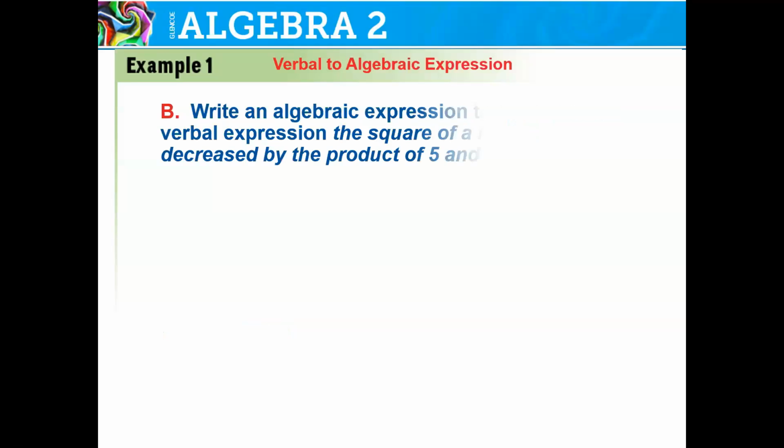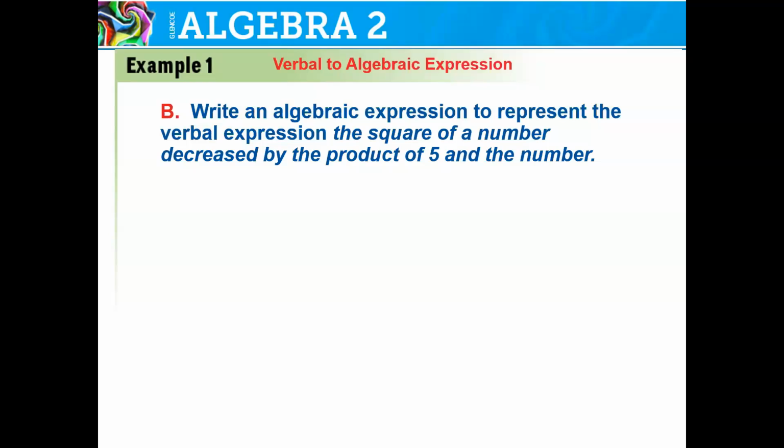Looking at the next one, example 1B. It should be page 12, I believe, in the PDF. It says, write an algebraic expression to represent the verbal expression, the square of a number decreased by the product of 5 and the number. The first term that jumps out to me is the square of a number. A number tells me I need to have a variable, and square represents the exponent of 2, or x squared.